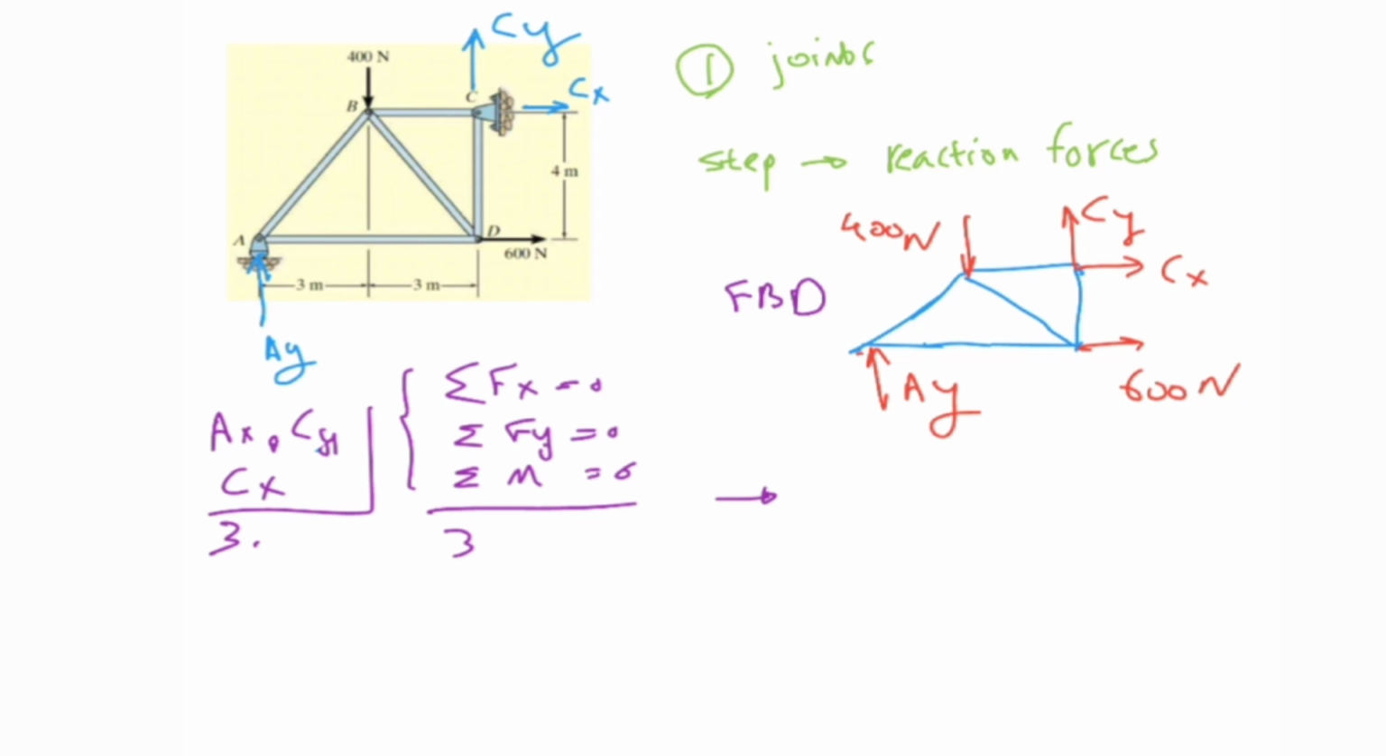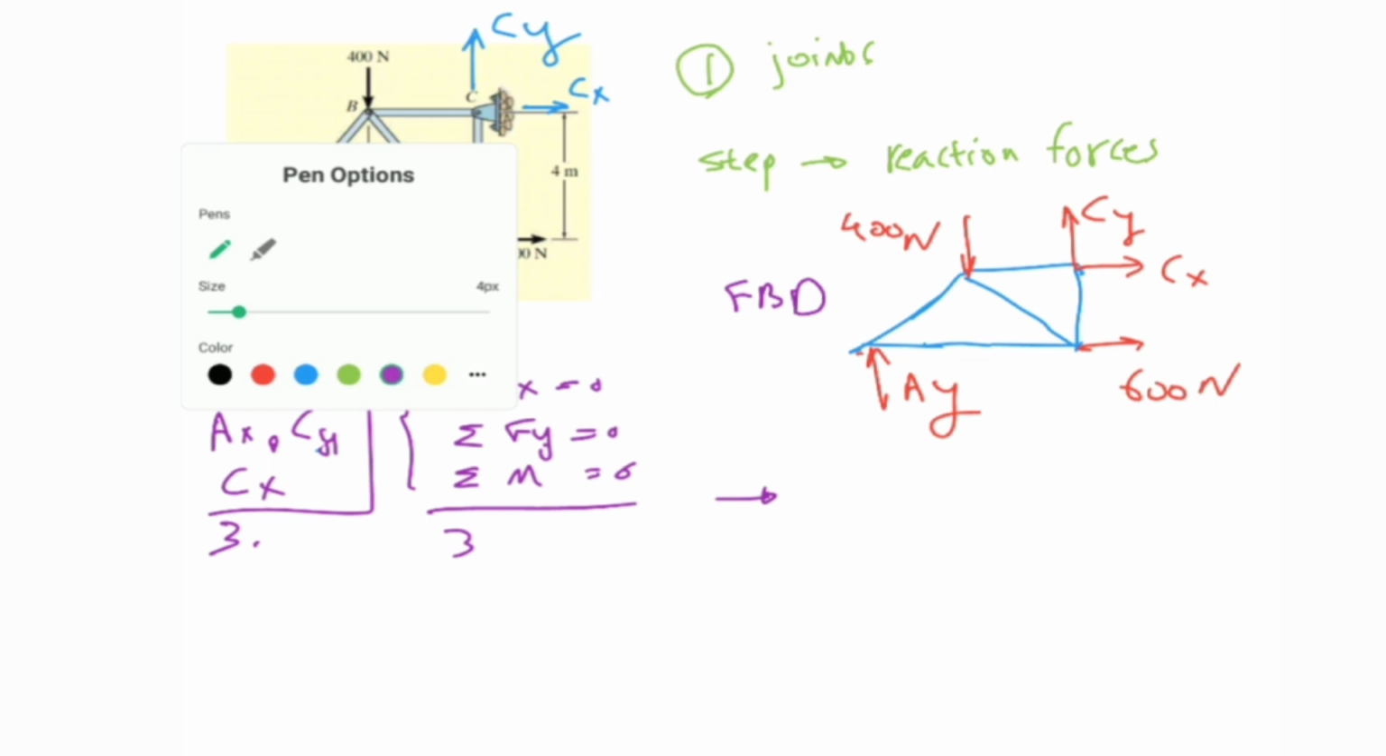After that, we need to go joint by joint, meaning that by finding the reaction forces, we can start from one joint and write down these equations for that joint, and go from that joint to the other joints. Okay, let's find the reaction forces here, and then we try to find the internal forces. I'm going to use these equations to find the unknowns.